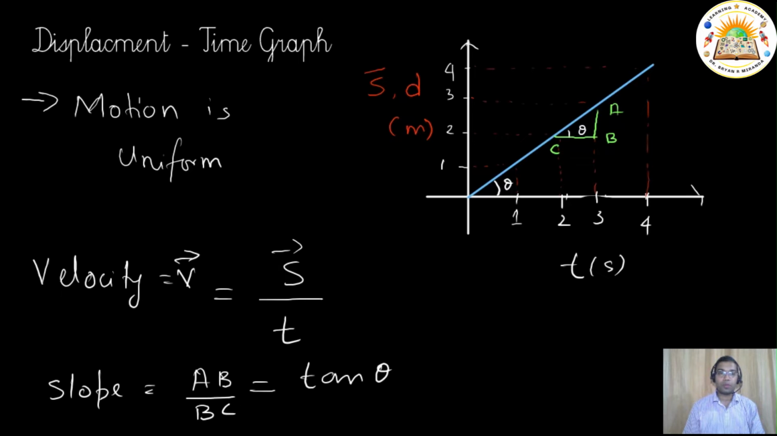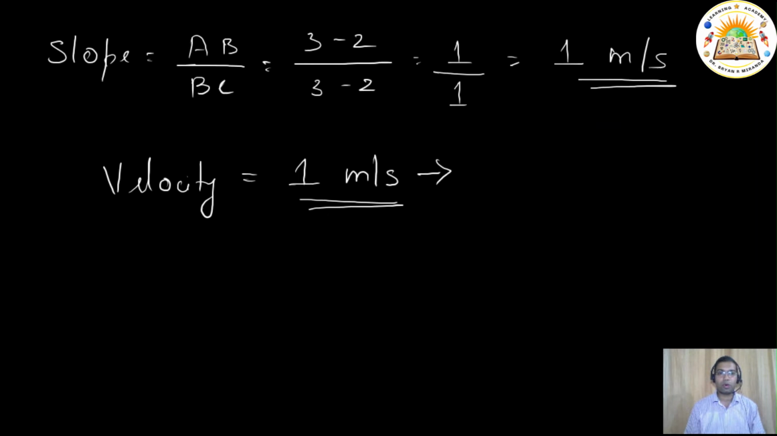So from the displacement time graph, the most important quantity that we obtain is velocity.